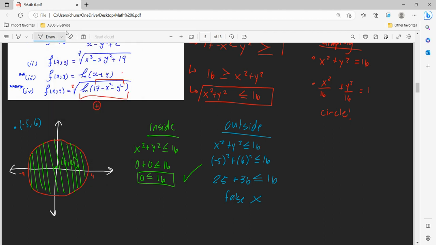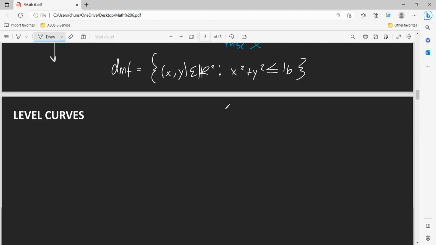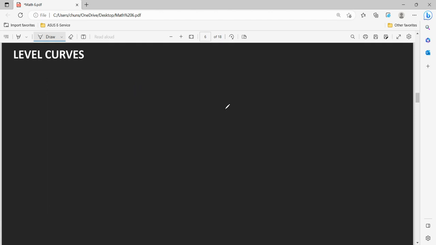So let's write out our domain. So for x and y that are real in two space, x squared plus y squared must be less than or equal to 16. You can write it in this form, or you can write it in this form above. Just make sure you know how to get to both. Okay, so that covers domains. Next, we're going to be talking about level curves.